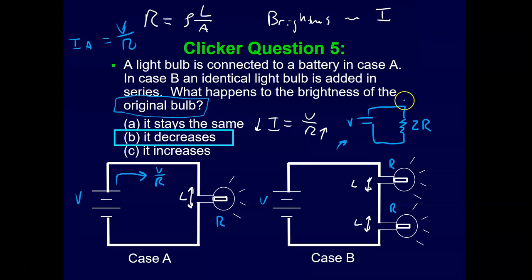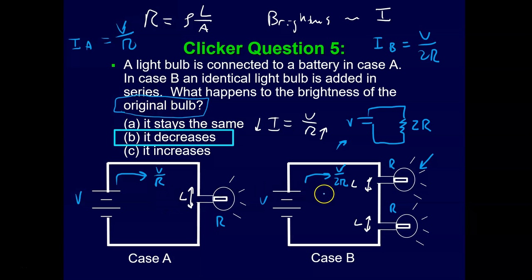And so this is the simplest circuit in the world, and so the current in case B would be V divided by 2R. What's happening here is by adding a second one in series, you're increasing the resistance and thereby making the current going through them less. And so the current going over here is V over 2R. So one way to think about this is that the current going through this original light bulb is less than it was before, so it must be less bright.